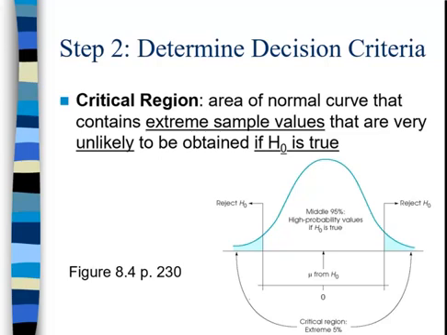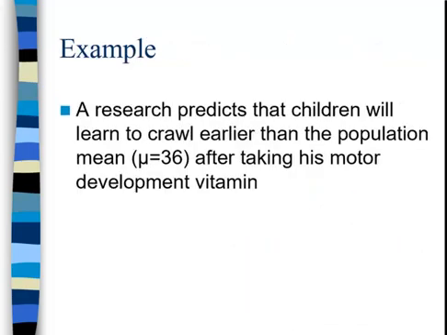So these boundaries, these cutoff points, these z-scores for our critical region are determined by alpha level in the unit normal table. Once we decide on what we want our alpha level to be, or what proportion we want to use to define unlikely, we go to our unit normal table and we find the corresponding z-score or z-scores.